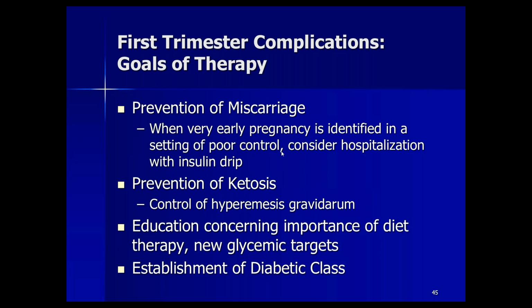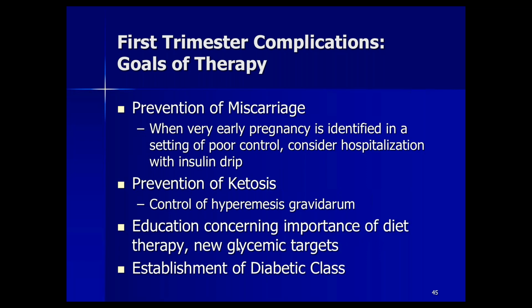When very early pregnancy is identified in a setting of poor control, this is a situation where you might want to consider hospitalizing someone, because rapid normalization of control may improve that pregnancy's survival rate through the first trimester. Again, may improve. You would like to prevent ketosis. So if someone's got hyperemesis and is unable to keep anything down, that is especially bad in the overt diabetic, and she should be encouraged to come into the hospital for hydration and insulin management if she's really got bad hyperemesis or a GI flu or any of those things that might impair her ability to eat and therefore take insulin.